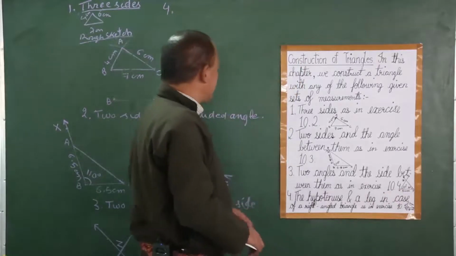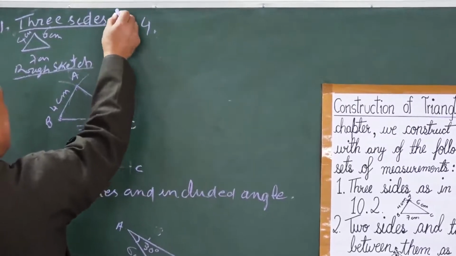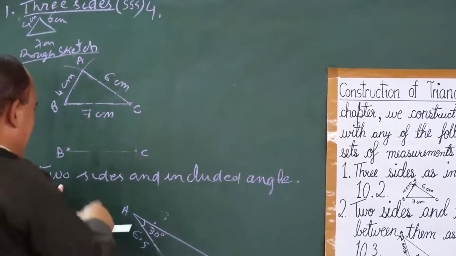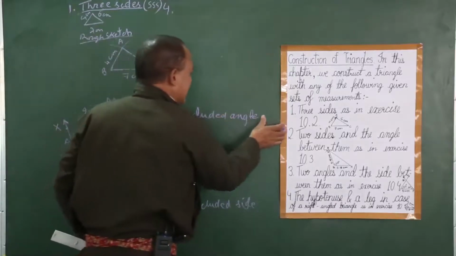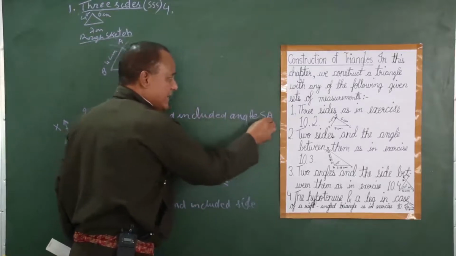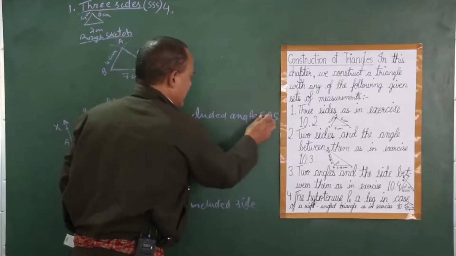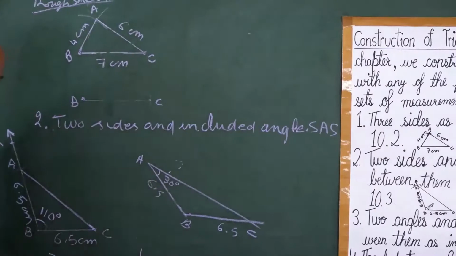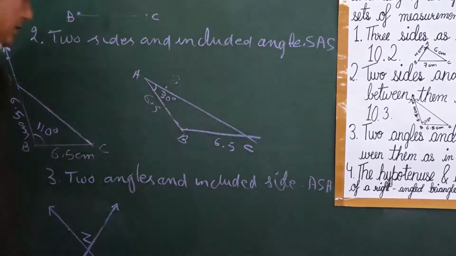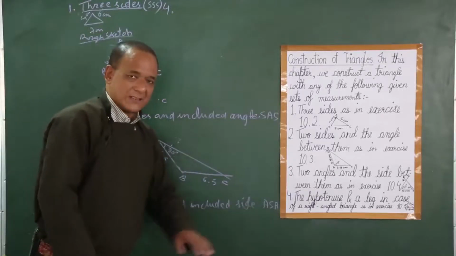This is called SSS, side, and this one what we have, sides and included. That means two sides, one angle included, meaning in between. That is between these sides. So SAS, side, angle, side. Okay? Then here it is like ASA. The side is between two angles.